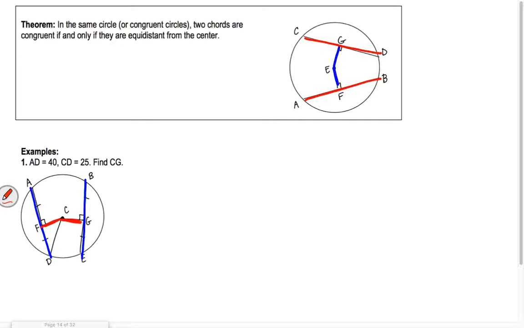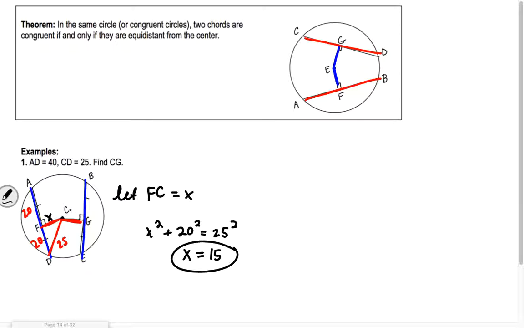So it says AD is equal to 40, so it means I have 20 and 20. CD is equal to 25. Find CG. If I want to find CG, I could really just find FC. So how do I find FC? Let's use the Pythagorean theorem. I'm going to call FC x. So x squared plus 20 squared equals 25 squared. That's a 3, 4, 5 right triangle. Can you guys figure out what the missing thing is? It's 3 times 5, 4 times 5, 5 times 5. Yep, 15. Perfect. So that was also x over there.